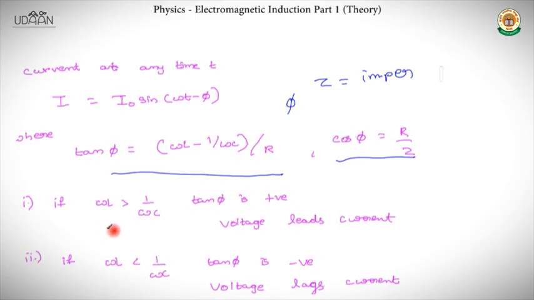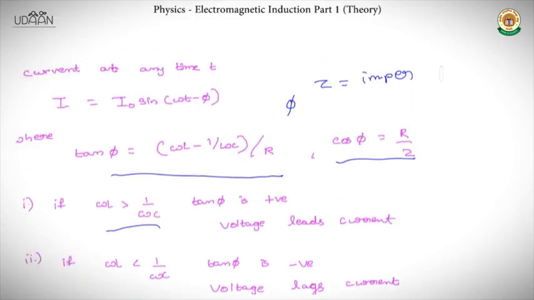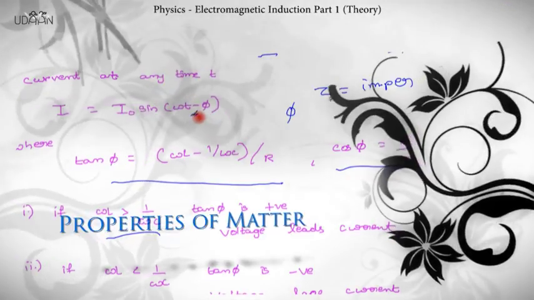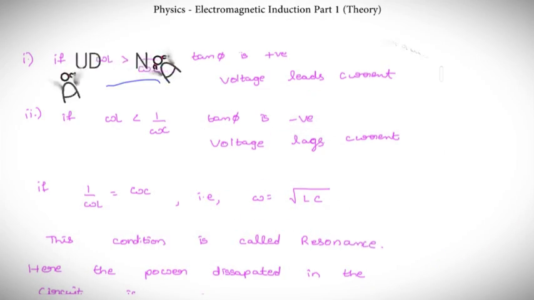See, if omega L is greater than 1 by omega C, tan phi is positive. That is nothing but phi is positive. If phi is positive, the voltage across this leads the current, because the current is phi phase lesser than the voltage. Right. In a similar way, if omega L is less than 1 by omega C, tan phi is negative. If tan phi is negative, phi is negative, and the current will be ahead of the voltage. That's right.